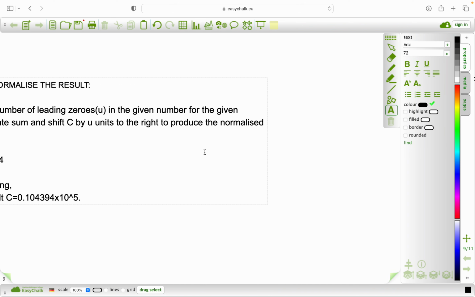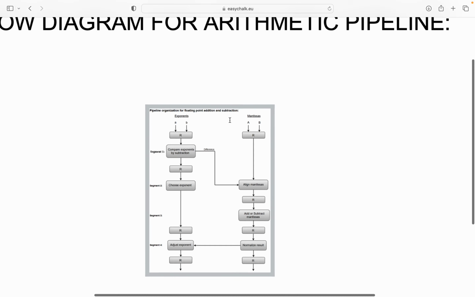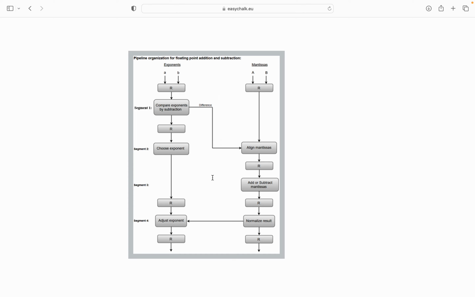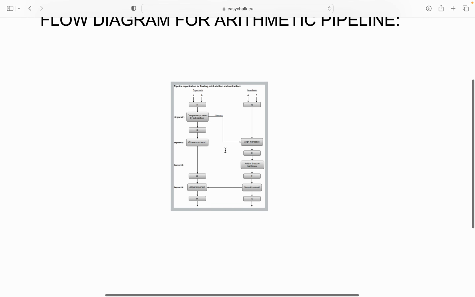And this is the flow diagram for the floating point addition. Now I'm going to explain this diagram. This diagram consists of 2 parts, exponent part and mantissa part. And for the exponent part, I'm going to take an example here.